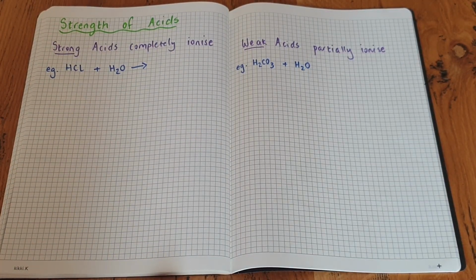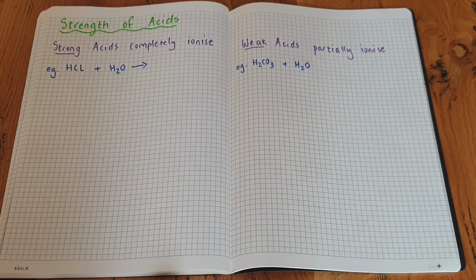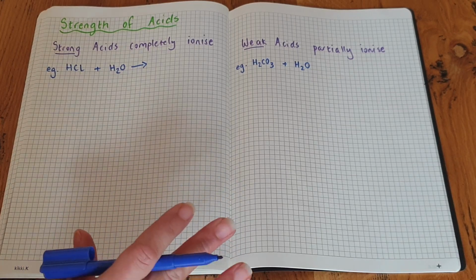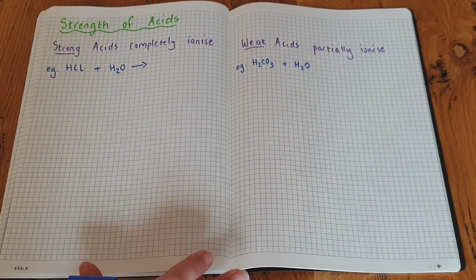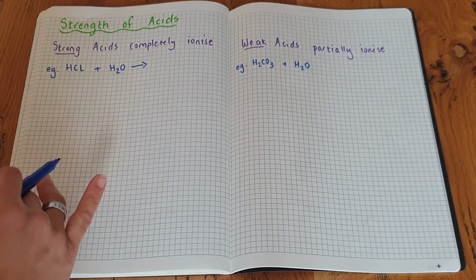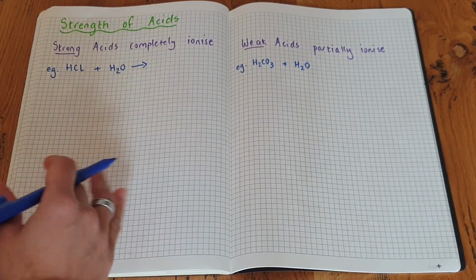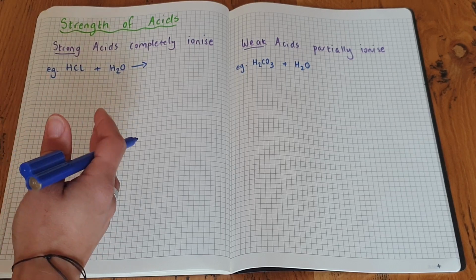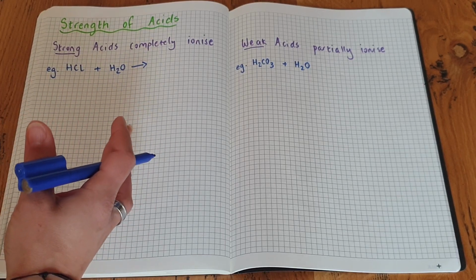Today I want to talk to you about acids and in particular how we have a classification of acids in terms of their strength. So first of all, let's just check over our definition of an acid. According to the Bronsted-Lowry definition, an acid is a substance that will donate a proton, and that proton being an H plus ion, because essentially all it is is a proton.